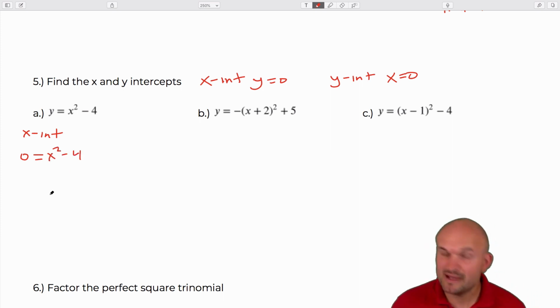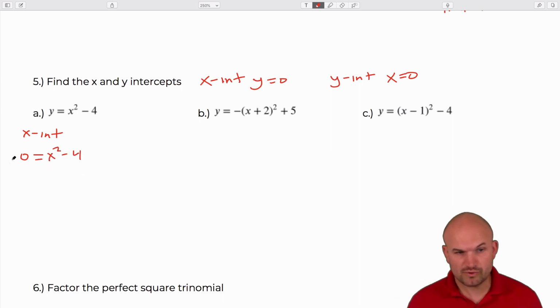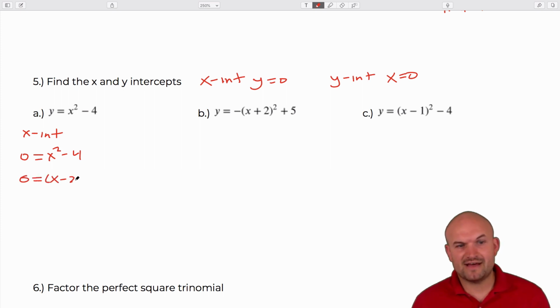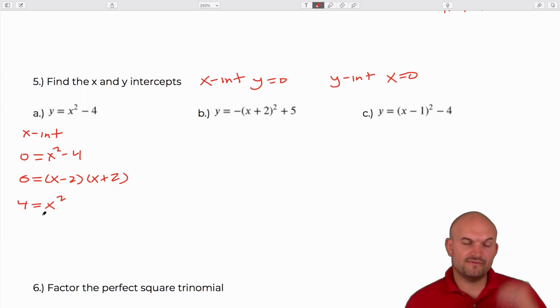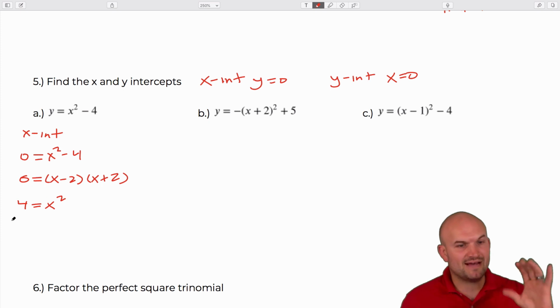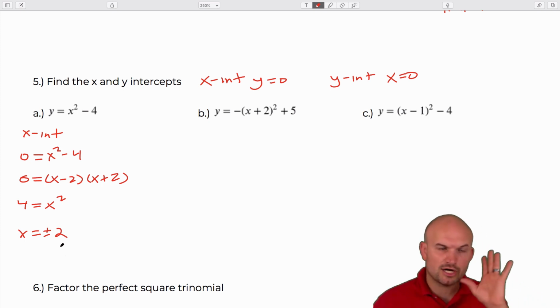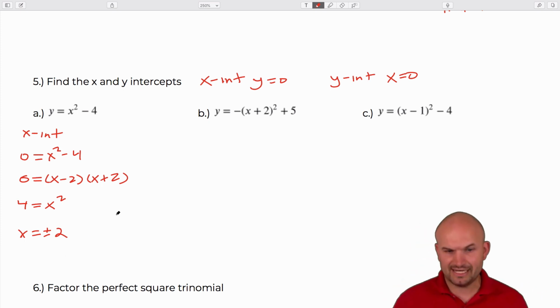Now, I could solve this by factoring, and I do notice that this is a difference of two squares. You could also just add the 4 and then take the square root. Just remember, though, there are two solutions here, and that's actually something really important. So we have x minus 2 times x plus 2. Or you could just say 4 is equal to x squared. But if you take the square root on both sides, remember you have to include plus or minus 2. I don't care which one you use in this case, just make sure you understand that there are two solutions, positive 2 and negative 2.